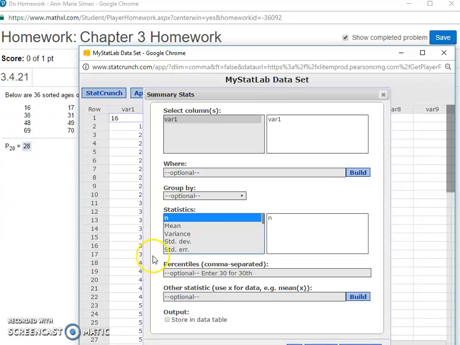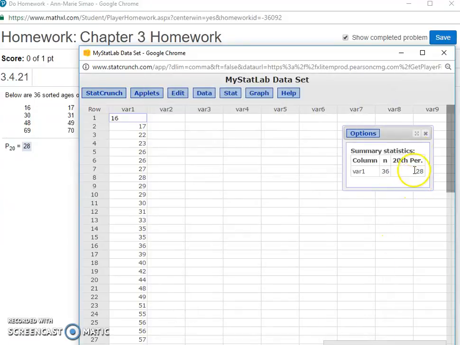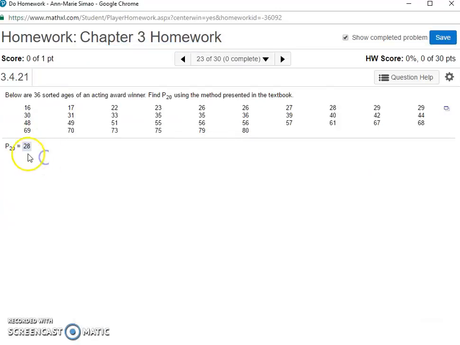And then percentiles. So see how this percentiles? We want P sub 20. That means I need to put 20 in here. Compute P sub 20. The 20th percentile is 28. 28 is my 20th percentile.